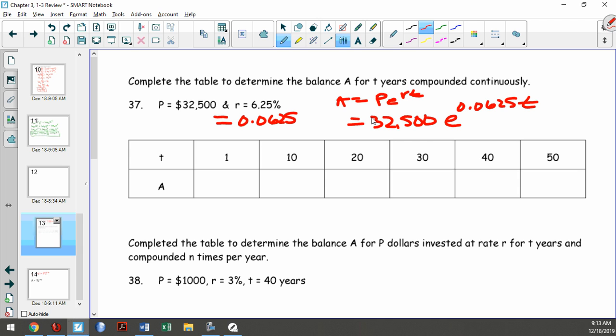My T, which is my time, changes every year or every problem, doesn't it? So this is what we're going to let be our variable. And instead of T, I'm going to write the number X. Why am I letting that be X? Because we're going to use our calculator to help us calculate the rest of those instead of doing it all manually. So I'm going to come over to my graphing calculator.